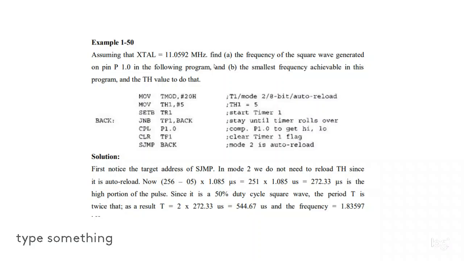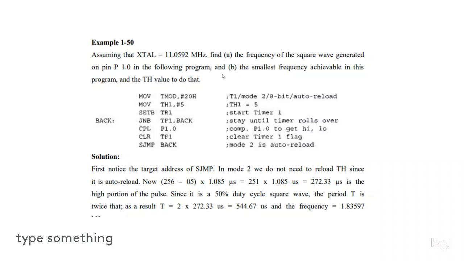Okay, this is the example taken for explaining the timer part. In the first one, assume the crystal frequency is 11.0592 MHz. Find the frequency of the square wave generated on port P1.0 in the following program. And in the second, you need to find the smallest frequency achievable in this program and what the TH value is to do that.